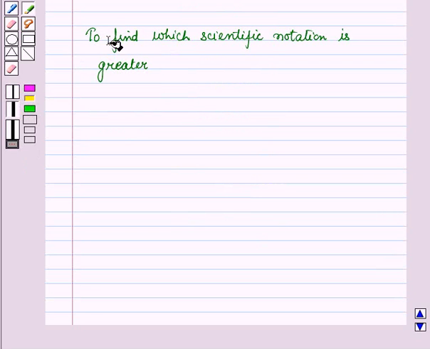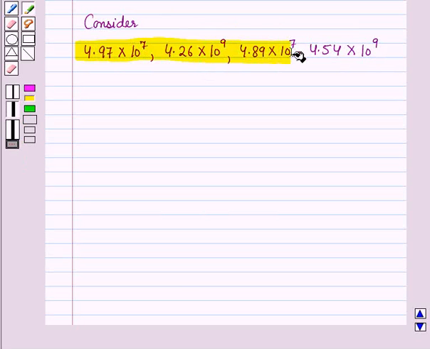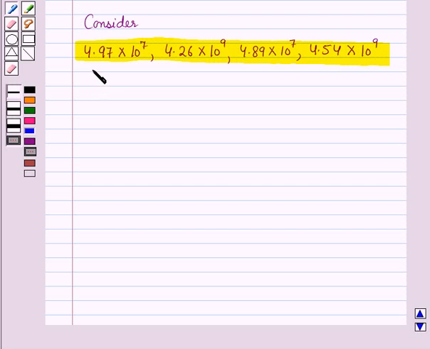Now let us see how to find which scientific notation is greater. Now consider these scientific notations. Now suppose we have to arrange these scientific notations from the greatest to the least. Now let us group them according to exponents. Now 4.97 into 10 raised to power 7 and 4.89 into 10 raised to power 7 have same exponents. So for comparing these two numbers, we will compare the coefficients.